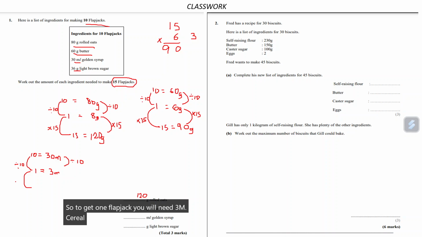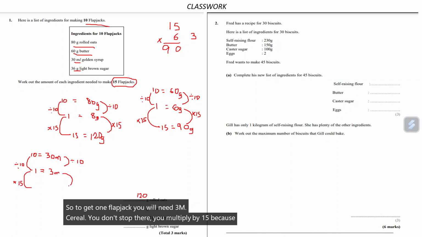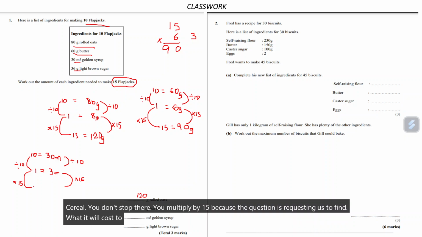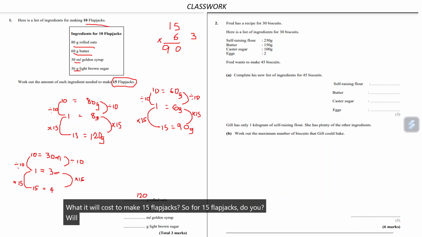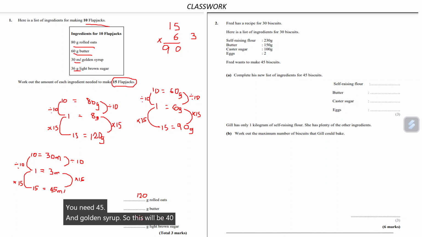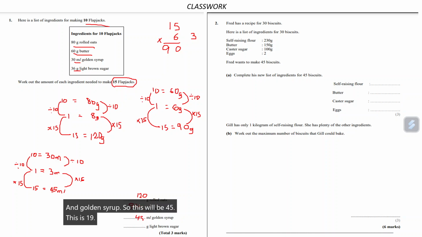You don't stop there. You multiply by 15 because the question is requesting us to find what it will cost to make 15 flapjacks. So for 15 flapjacks, you will need 45 ml golden syrup. So this will be 45. And this is 90. It's 45, and you need 90 gram of butter.